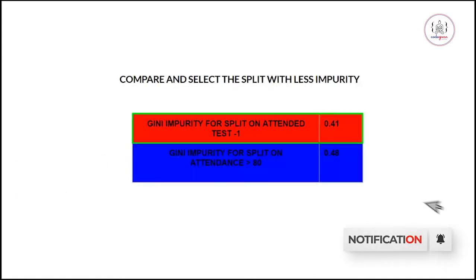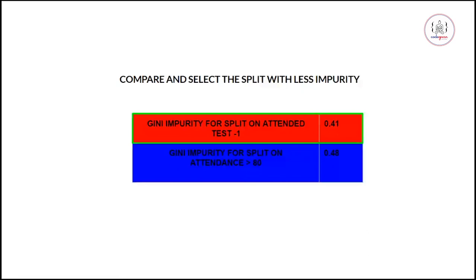If we compare these two splits, the split on attended test and the split on attendance greater than 80, you have less impurity in the split on attended test, and your first split is going to be based on attended test. This is how you decide your best split and grow your decision tree. This is a repetitive process. Again you calculate the split on different variables and select the one with the least impurity.